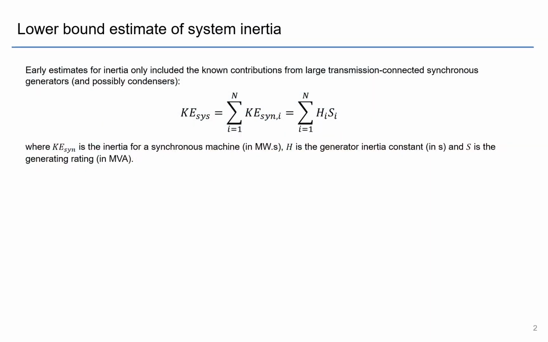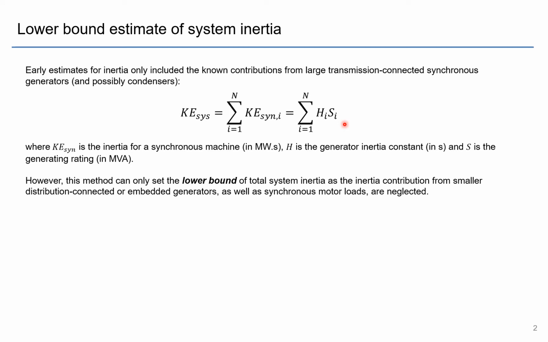A fairly obvious way of estimating system inertia is to count up all of the known inertial contributions from synchronous generators and condensers in the system. Typically this is counting up all the large machines in the system, where you know the inertial contribution in megawatt seconds, or you can estimate roughly what the inertia constant for each generator is, depending on technology type, and you know their rating. So you just simply add them all up.